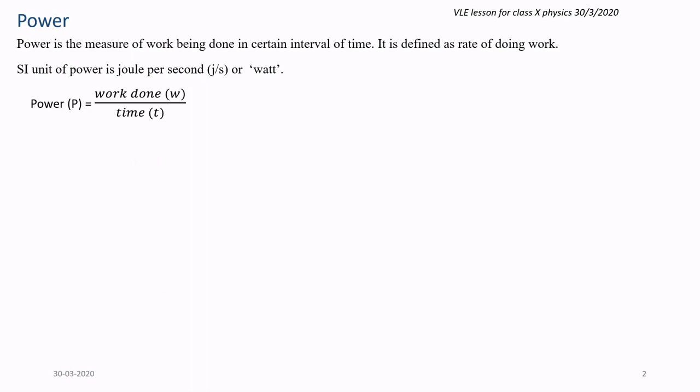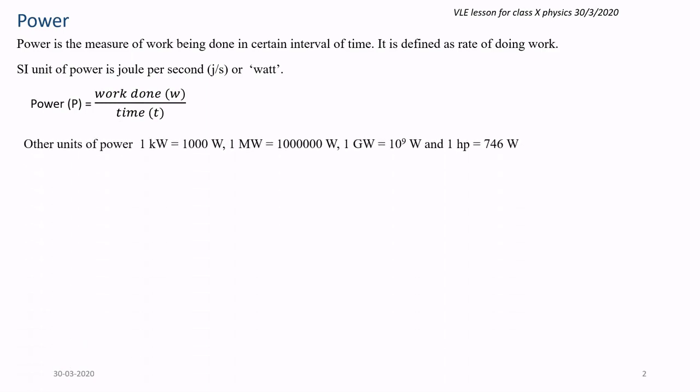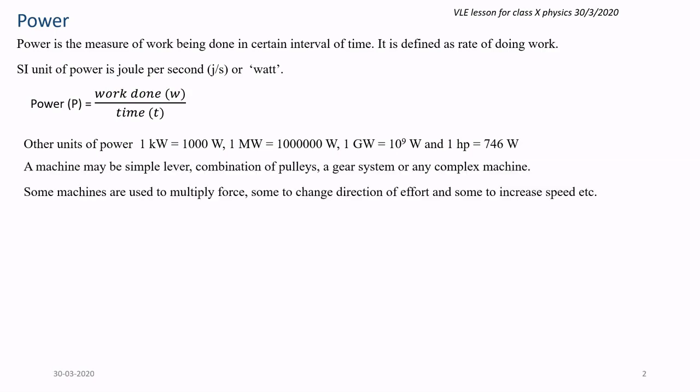The formula to calculate power is work done over time, or in short we read this as rate of doing work. Power is rate of doing work or rate at which work is being done. There are several units of power. The most common unit is watt, W-A-T-T, and there are bigger units like kilowatt, megawatt, gigawatt. There is also another unit called horsepower. 1 horsepower is equal to 746 watt.